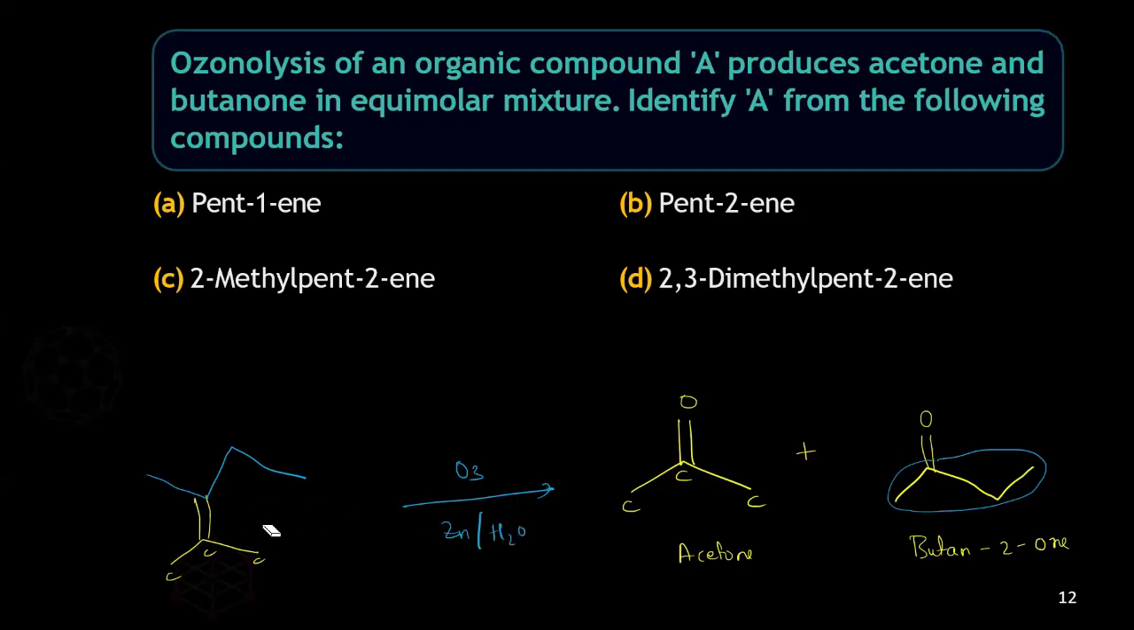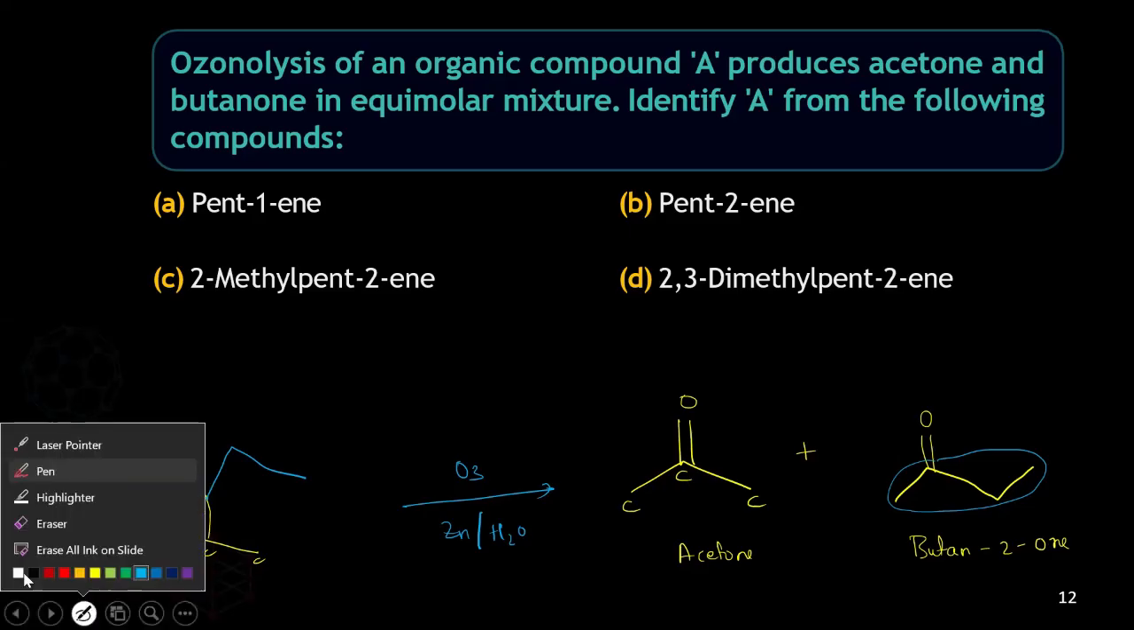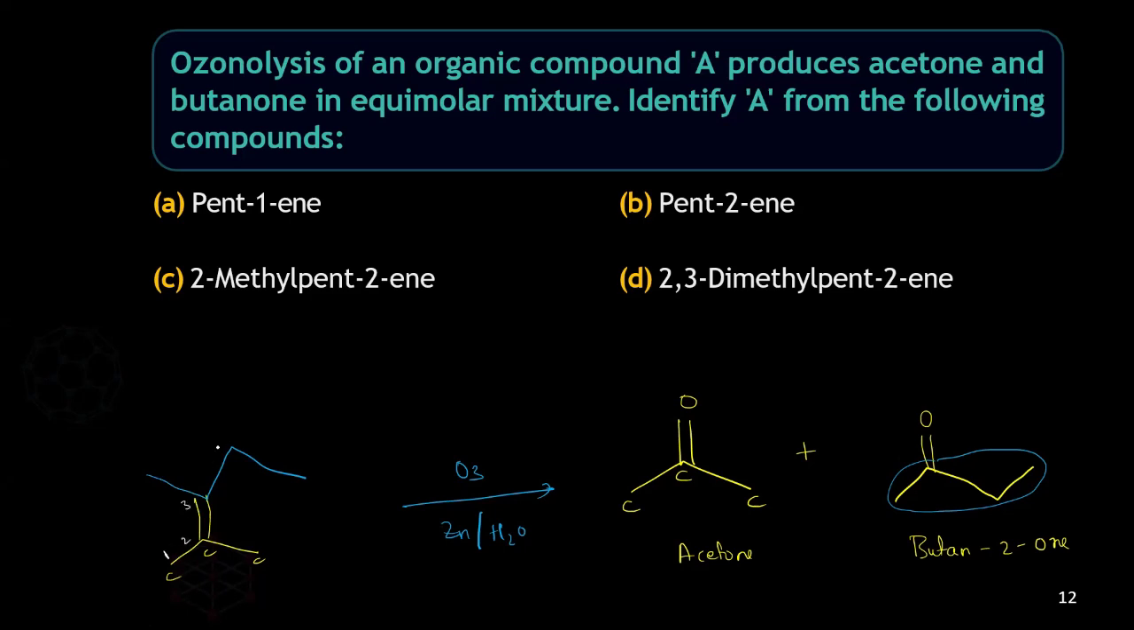See here. Take the longest chain. So 1, 2, 3, 4, 5. So pent. On the second carbon, there is a double bond present. And there is a methyl group here. This is one methyl group. Let's say this is CH3 and this is CH3. So you can call this 2,3-dimethyl, because this is the second carbon and the third carbon which contains the methyl groups. And how many? 5 carbons are there. So penta, and there is a double bond here, 2-ene. Understood?